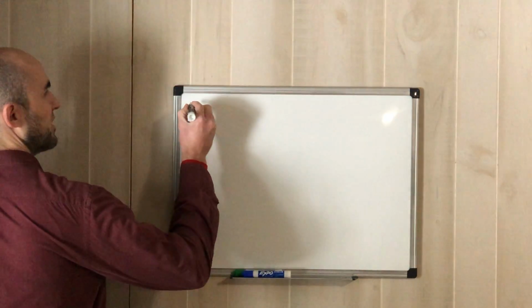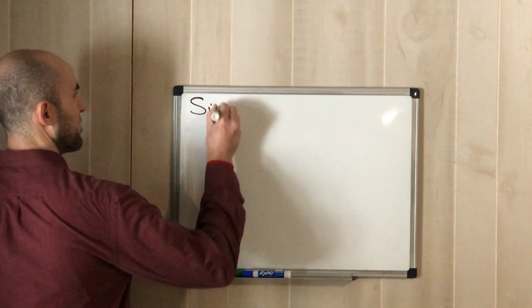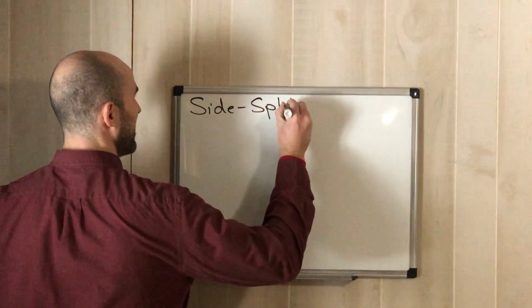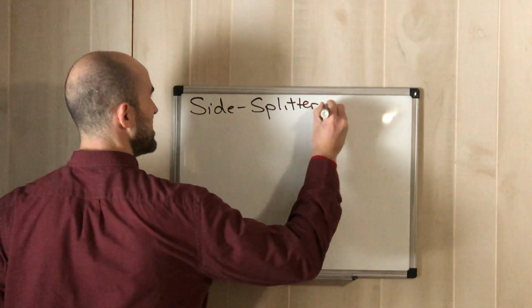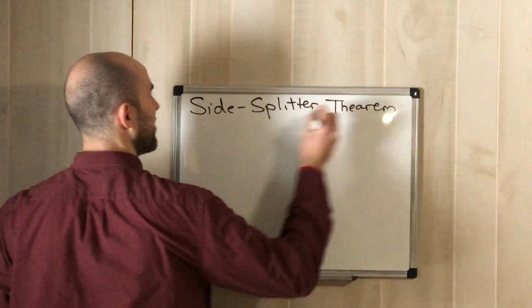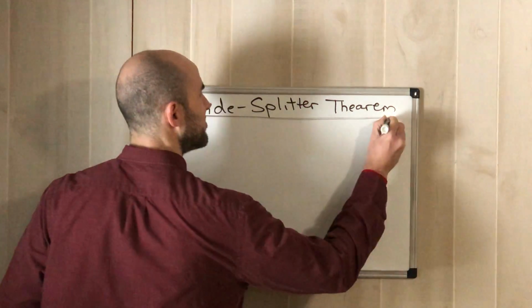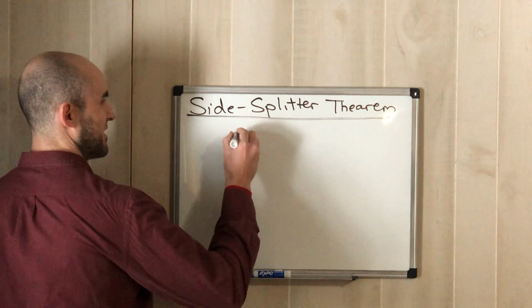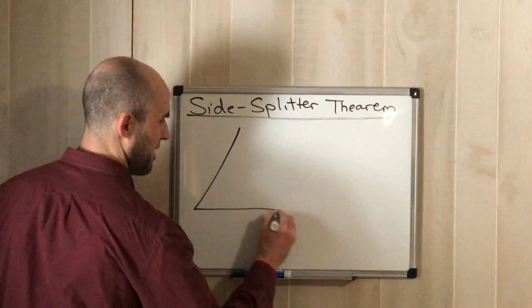So the first one we're going to focus on is what's called the side-splitter theorem. And exactly what it says is what it does. Side-splitter theorem is literally a theorem about having the sides of a figure split, right? Again, it sounds more complicated than what it's actually going to be. And what this says is, for example, let's take a triangle, right?